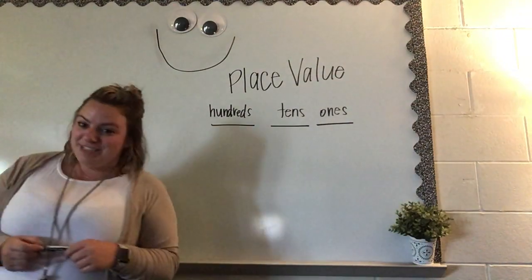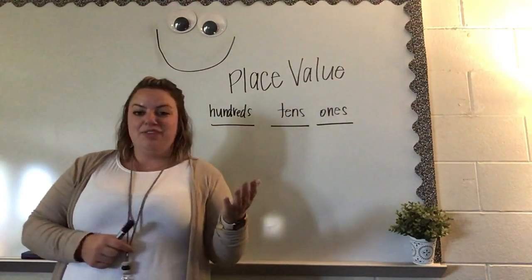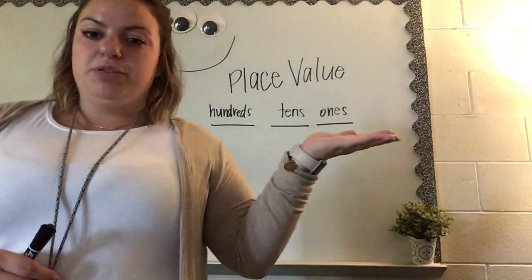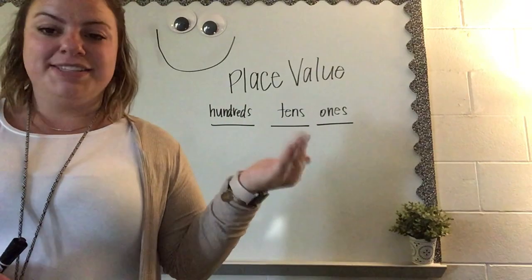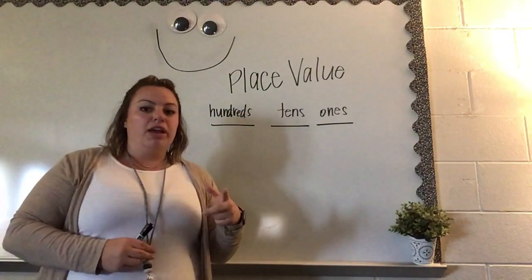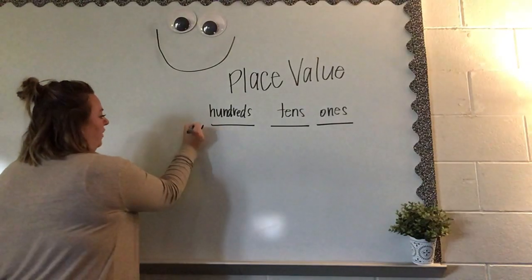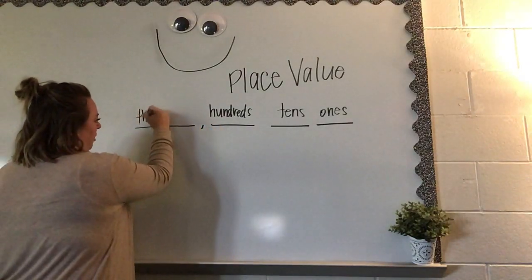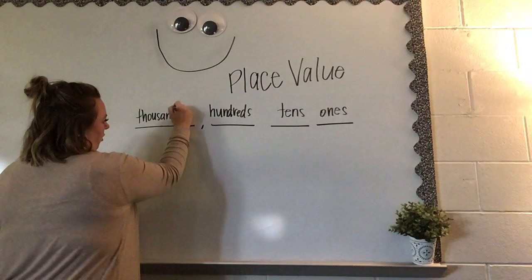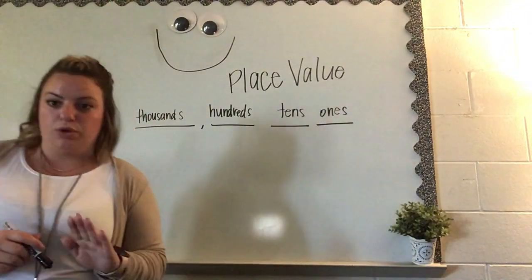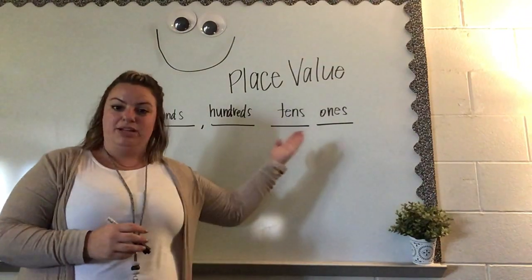We are going to talk about place value today and how place value can help us in understanding our numbers. So our place values we talk about are ones, tens, and hundreds. And in third grade, we do eventually talk about thousands, which come here with a comma. Thousands, but today we're going to hold off. We're only going to talk about ones, tens, and hundreds.